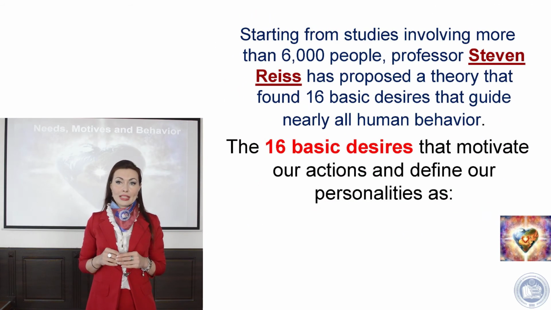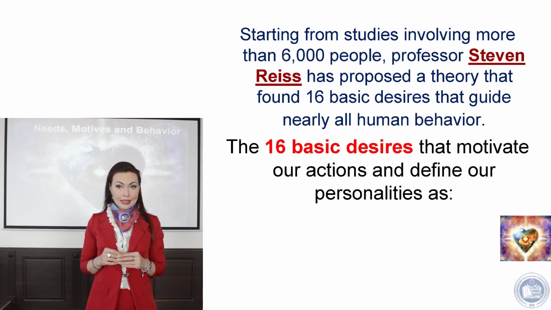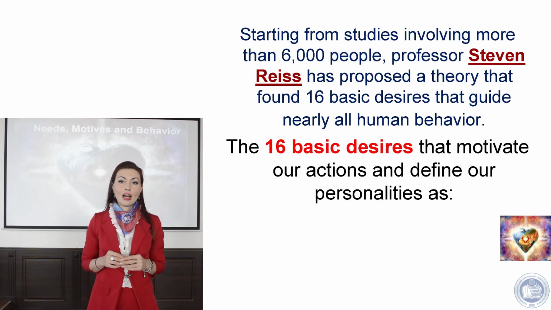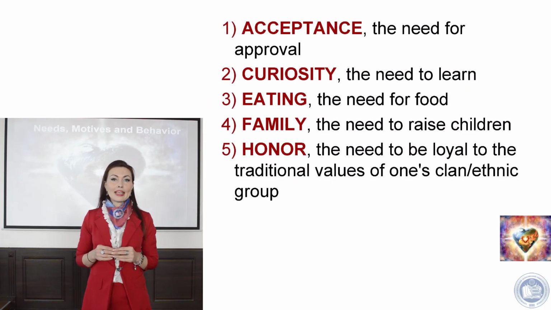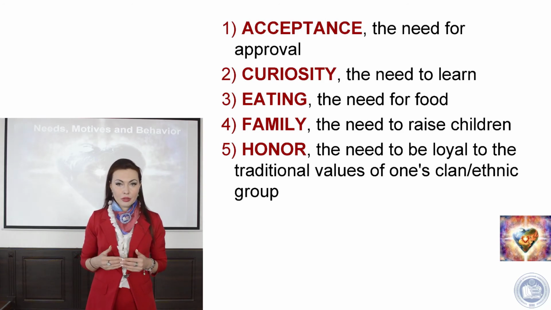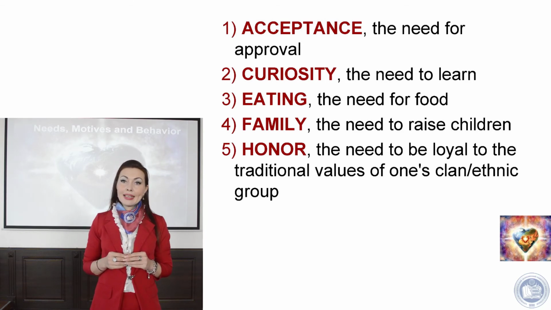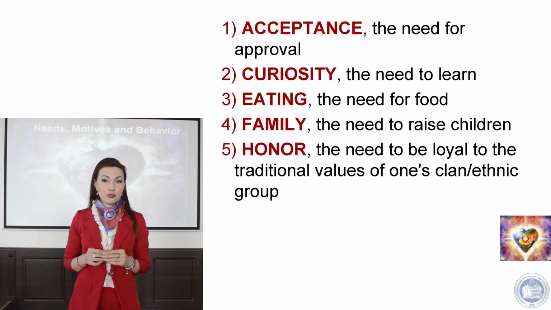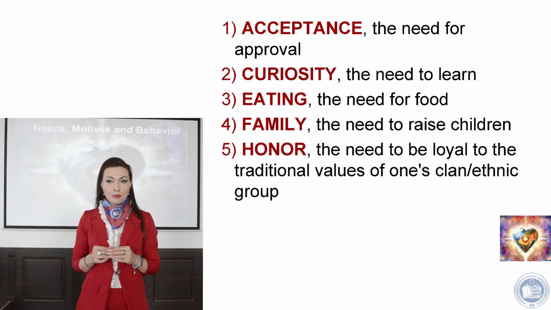Also, starting from studies involving more than 6,000 people, Professor Steven Reiss has proposed a theory that found 16 basic desires that guide nearly all human behavior. The 16 basic desires that motivate our actions and define our personalities are these. First, very important, the need of acceptance, the need for approval. Next, curiosity, the need to learn, to know something new. Eating, of course, is important, the need for food, very often tasty. Family, the need to raise children.